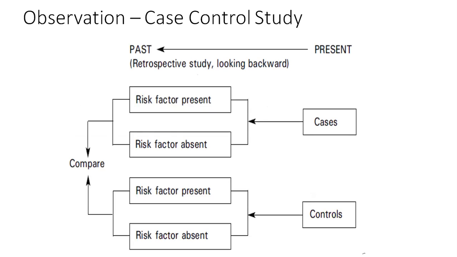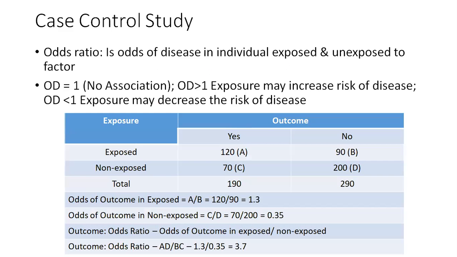So as I told you, in a case control study the event has already occurred and we are going back. We are looking backward and we try to compare the difference in the cases and controls based on the risk factor, whether it was present or not. So what we try to do here is study the odds ratio, which is basically the odds of disease in individuals exposed compared to unexposed.